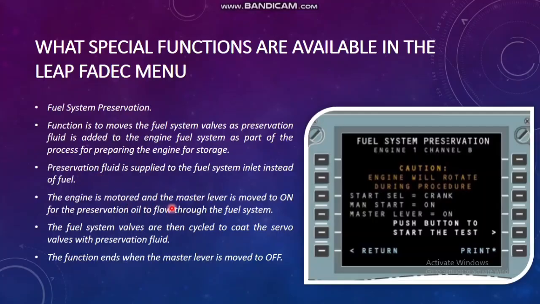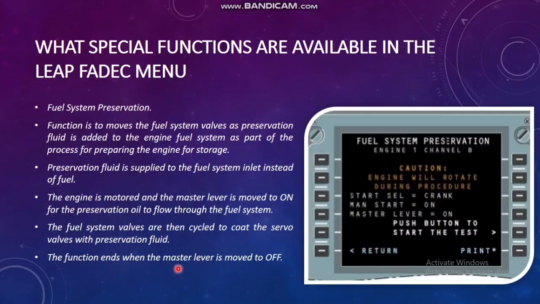The engine is motored and the master lever is moved on for the preservation oil to flow through the fuel system. Fuel system valves are then cycled to coat the servo valve with preservative fluid. So you can see this is the coating of the component internally. This will prevent corrosion inside the component. That's why we are using preservation fluid in place of fuel.